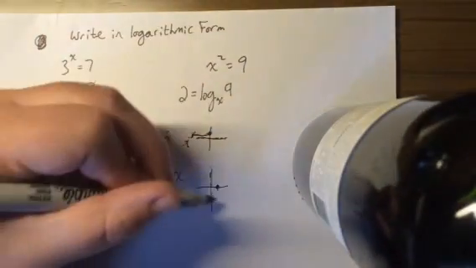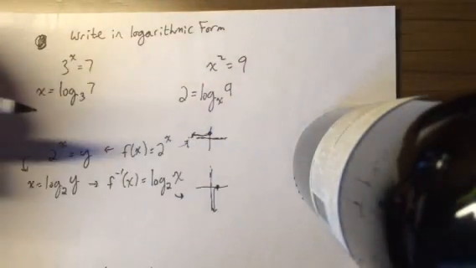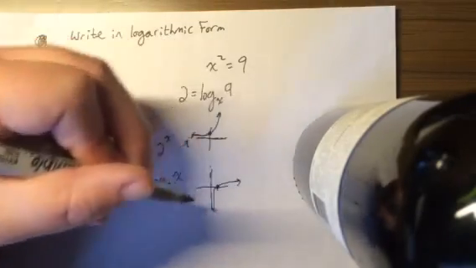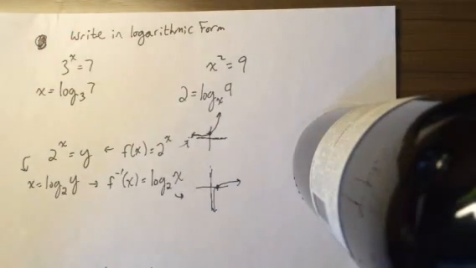To the left, it follows the asymptote. To the right, it goes up. Just goes up slower on the logarithmic one. Okay.